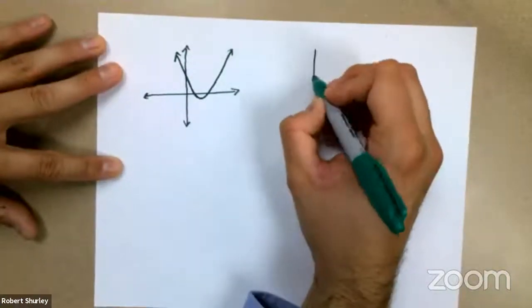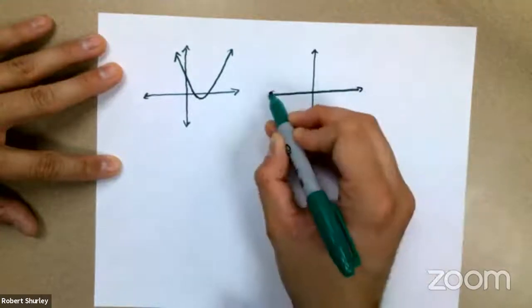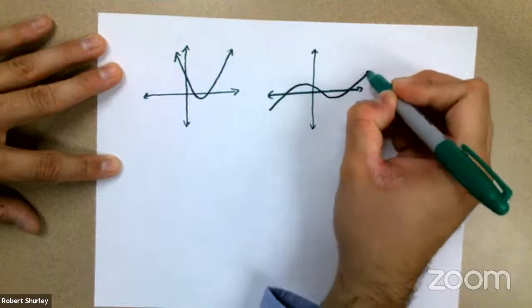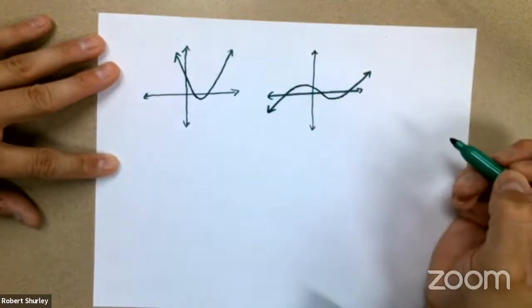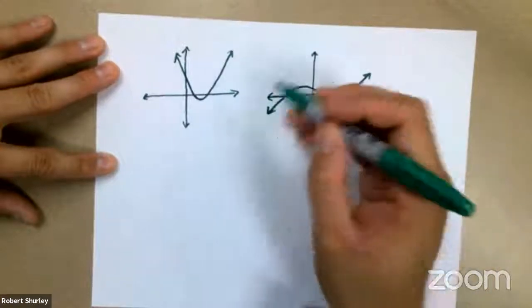Okay, so another example of a nice polynomial graph would be maybe something like this. Something like that would be a nice polynomial graph. Now it might be steeper, it might be flatter, but it's just nice, smooth, and continuous.